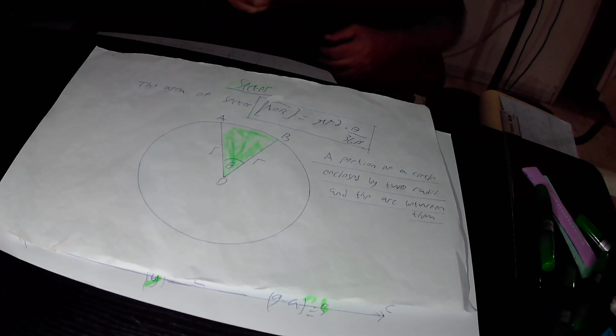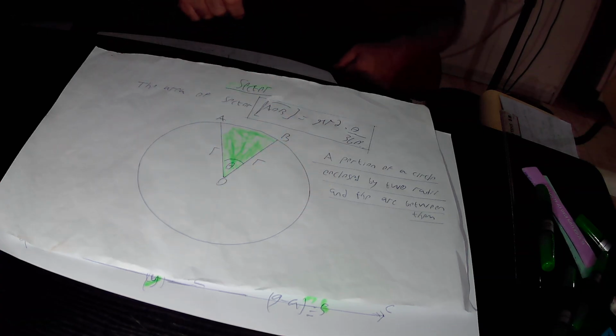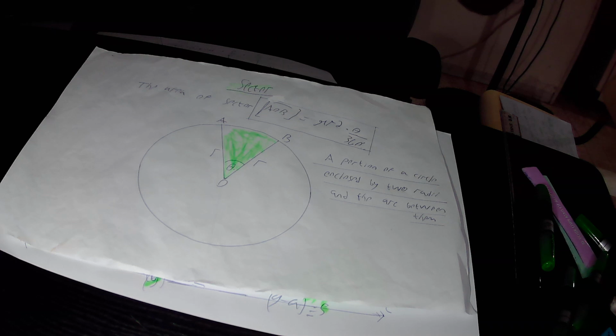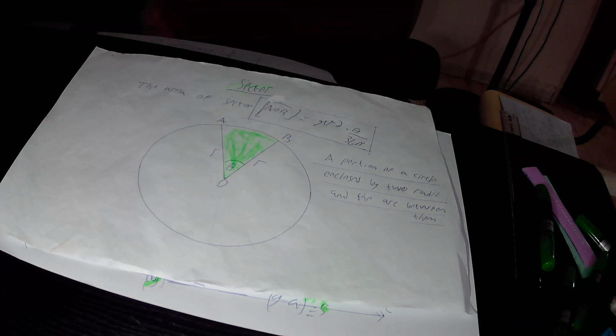What is the area of this green sector AOB? The area of the sector AOB equals the area of the circle that contains the sector, that is pi r squared, times the angle between the legs of the sector, that is theta, over 360 degrees. And again, the area of sector AOB equals pi r squared times theta over 360 degrees.